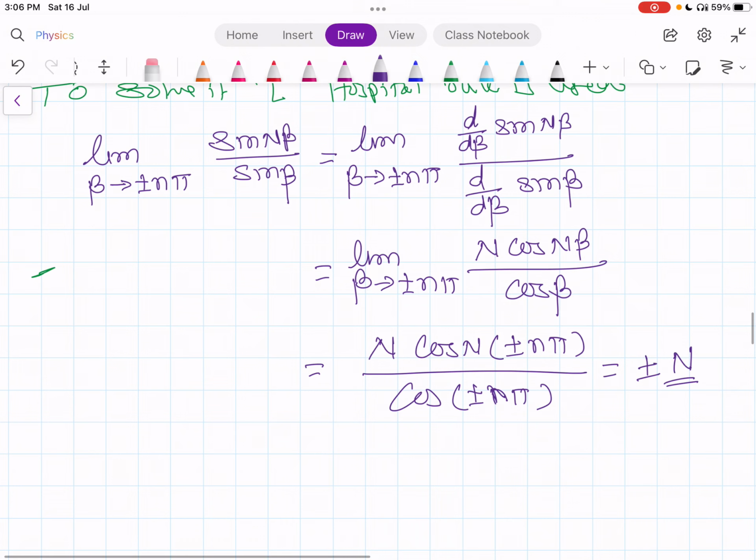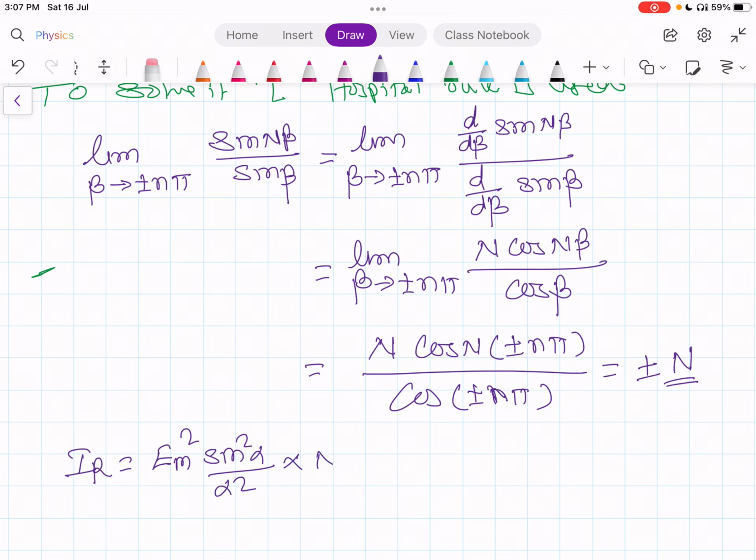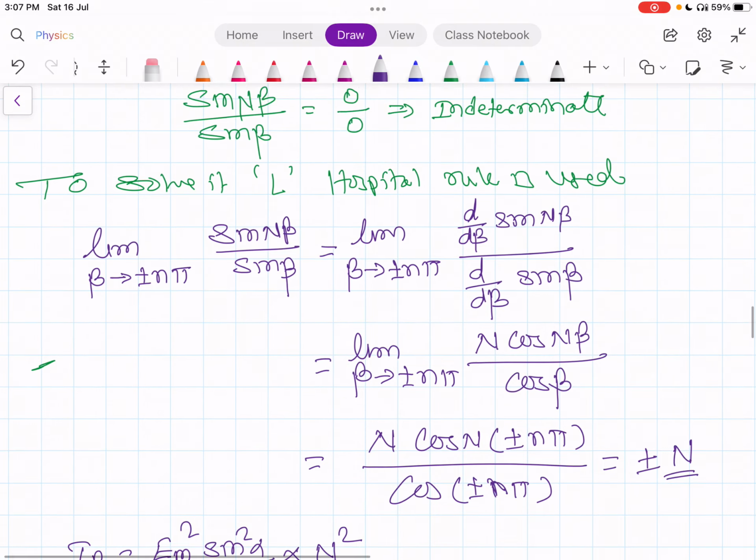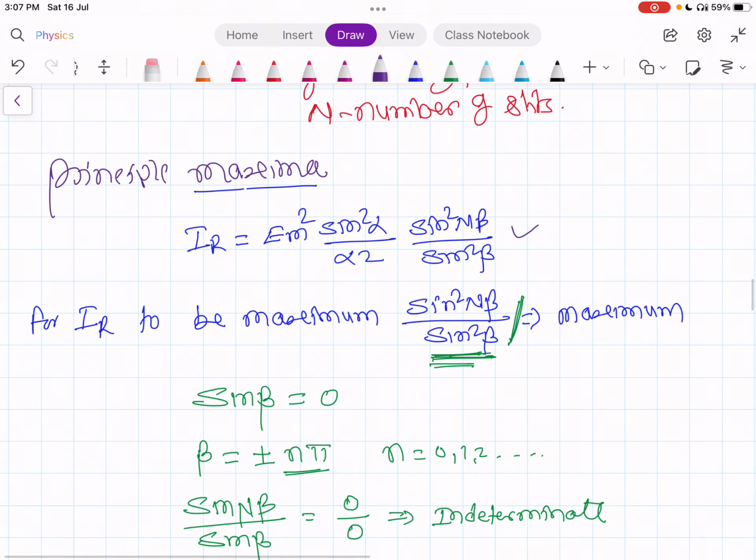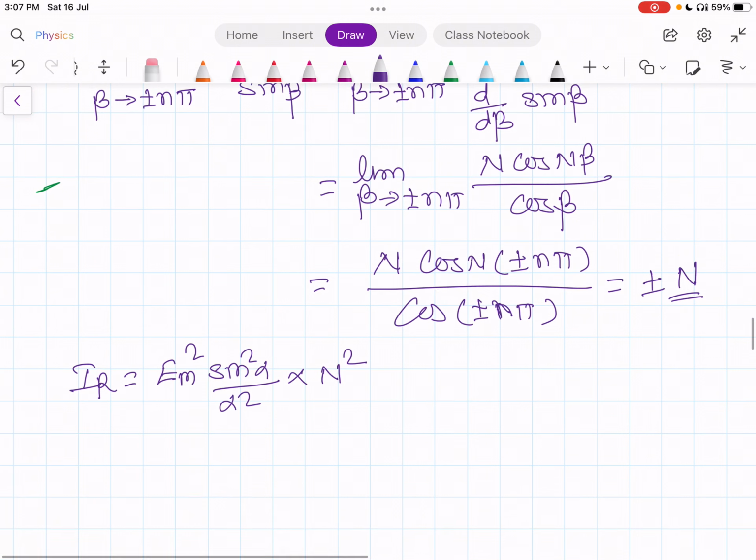If that is equal to n, then the resultant intensity IR is equal to Em square sin square alpha upon alpha square into n square. This is sin square n beta upon sin square beta. We know the value of sin n beta by sin beta, which is n. So the square of that. Or you can say that the resultant intensity is directly proportional to the square of n, the square of the number of slits.